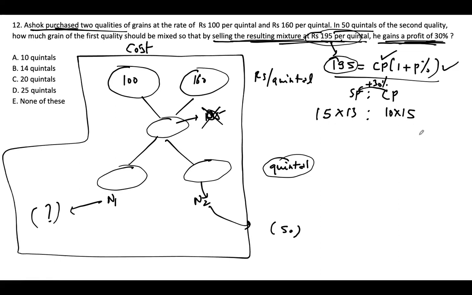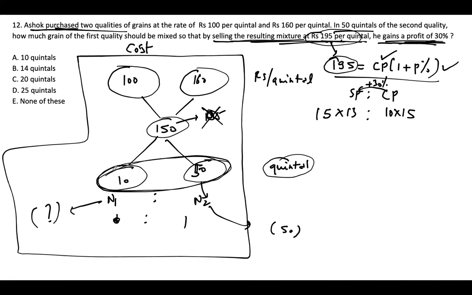Similarly, you'll have to do 10 into 15. So this comes out to be 150. What is the difference? 10. What is the difference here? 10. That means what is the ratio of the samples? 1:1. Sorry, this is 100, this is 150, so this is going to be 50. See, right now I'll not reduce this ratio.